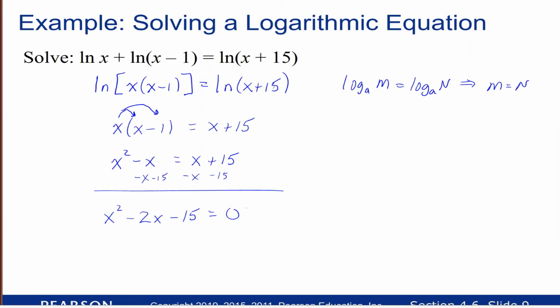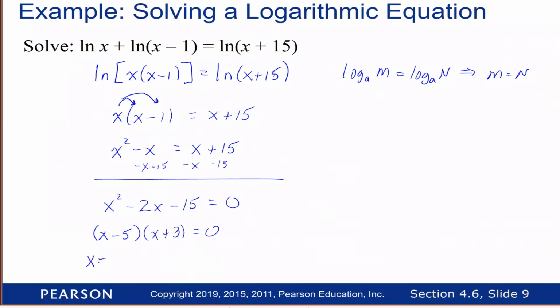Again, with a quadratic equation, you can either use the quadratic formula or you can factor. I'm going to go ahead and factor. This is going to factor to x minus 5 times x plus 3 equals 0. So you're going to get that x equals 5 or x equals negative 3.